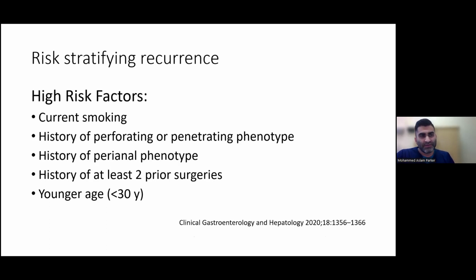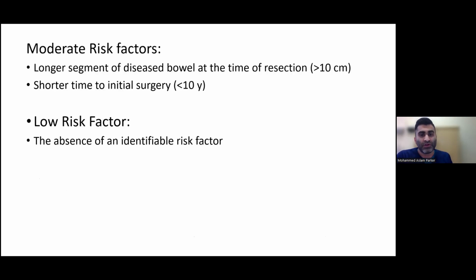Moderate risk factors, one could put the patient with a longer segment of diseased bowel at the time of resection that is more than 10 centimeters, and then a shorter time to initial surgery, which is less than 10 years. In the paper which I used to quote these risk factors, they identified low-risk patients as someone without an identifiable risk factor, as mentioned before.